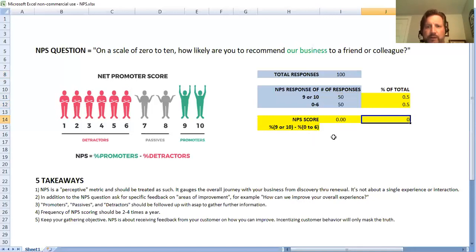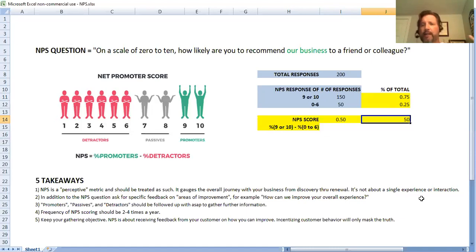So why don't we up this to 200, and then we're going to make this 150, and that would render an NPS of 50. Please note that that score is not a percentage, it's a flat integer value, so it is 50. The NPS score would be 50, not 50%.